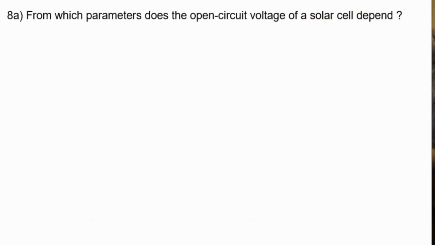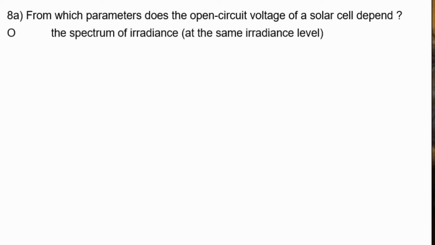Next question is here. From which parameters does the open circuit voltage of a solar cell depend? So the option is the spectrum of irradiance. What happens if we change the irradiance spectrum? There might be more or less usable photons and the current will be accordingly more or less, but not the voltage. The temperature of a solar cell, as we saw in the question before, there is an impact. We have a temperature coefficient in the vicinity of -0.4 to -0.5% per Kelvin. So for sure, there is an impact by the temperature.